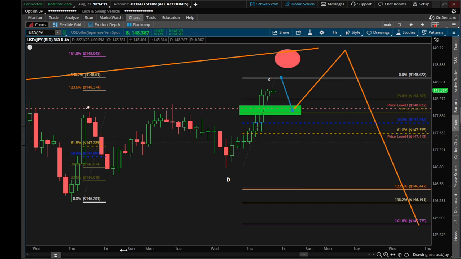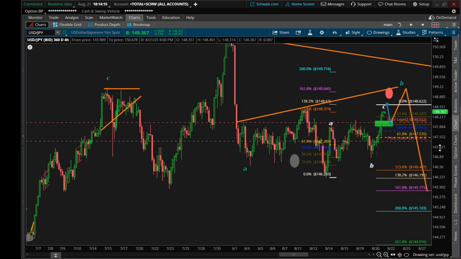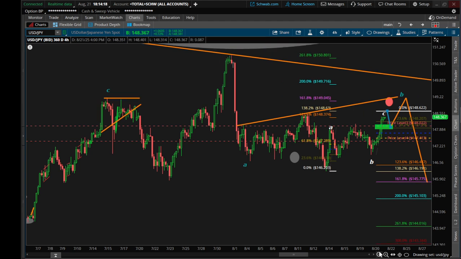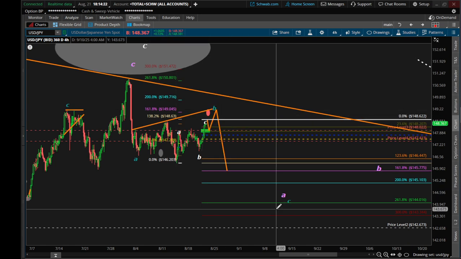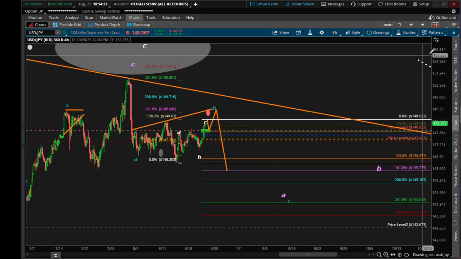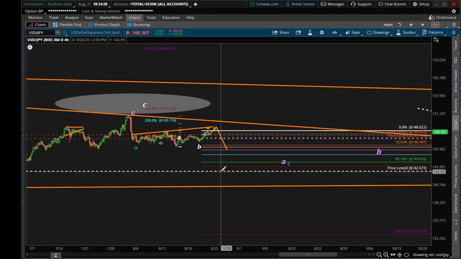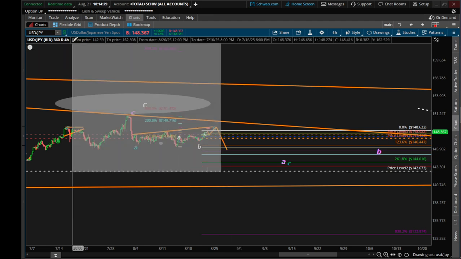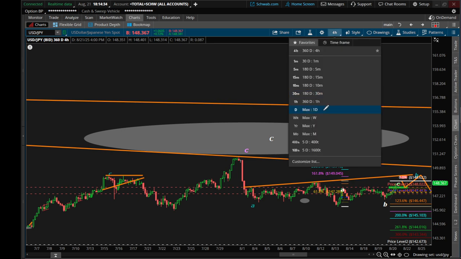So if I am wrong, then we're not coming down to finish the D leg. That means we need to go higher to complete the minor alternate C leg that I had written out earlier. We'll have to go out to the weekly time frame again, or the daily, to see this.